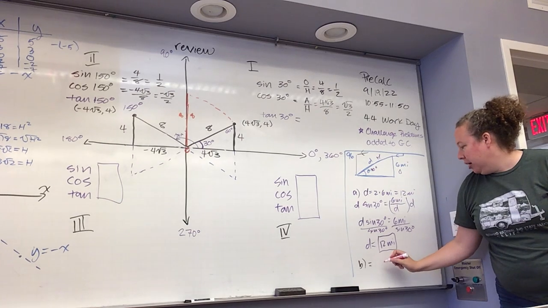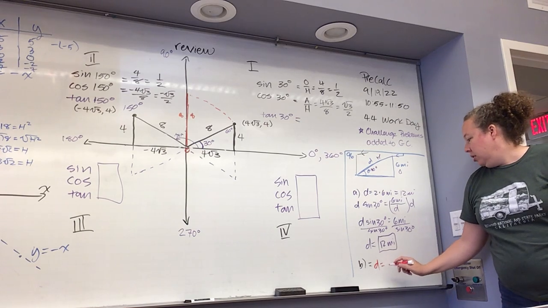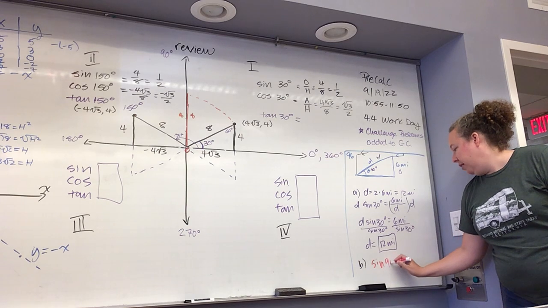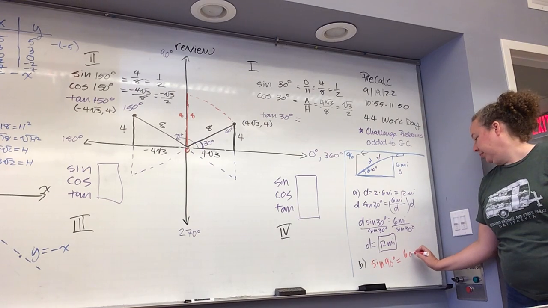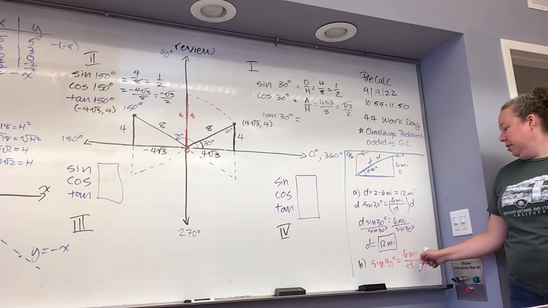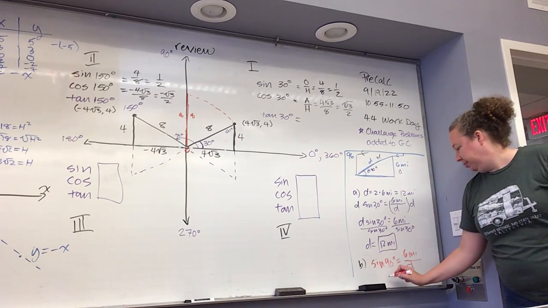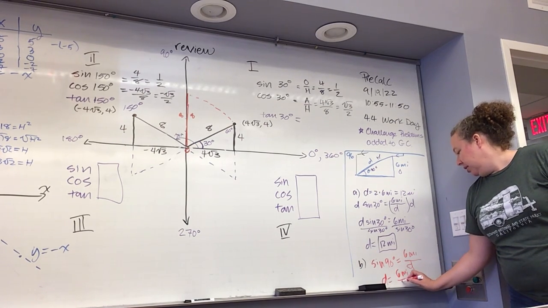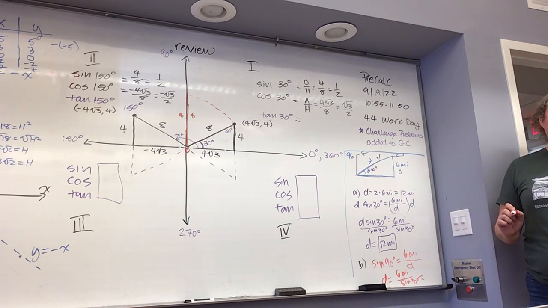But we can see here, okay, we can say sine of 90 degrees is equal to 6 miles over d. We do the same process. So d is going to be equal to 6 miles over sine of 90 degrees. Plug that into your calculator and see, do you indeed get 6 miles? 6 miles? Yeah.